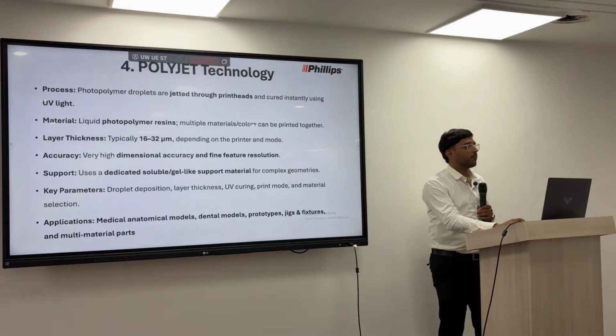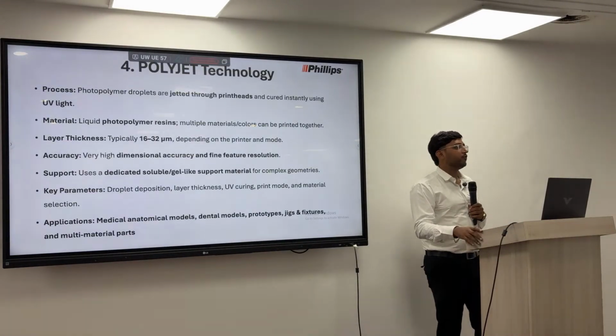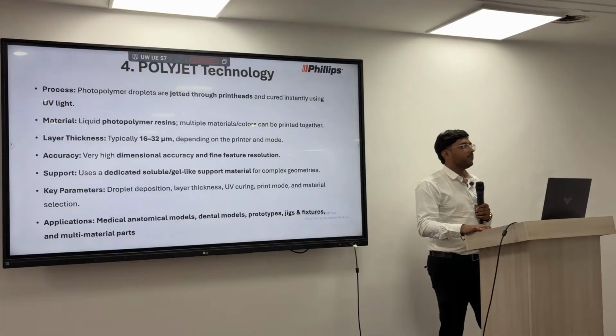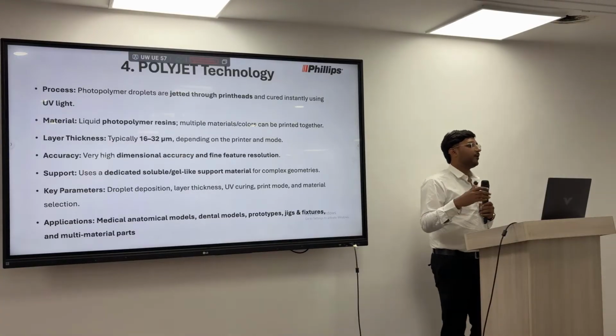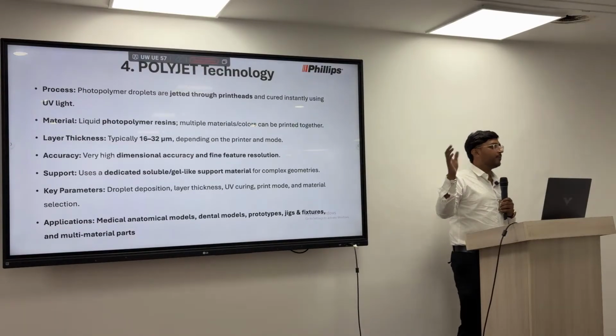Again, we go over PolyJet technology. PolyJet is a multi-jet printing technology, where we can use 7 colors to make 7 lakh plus colors, like a 2D printer technology.